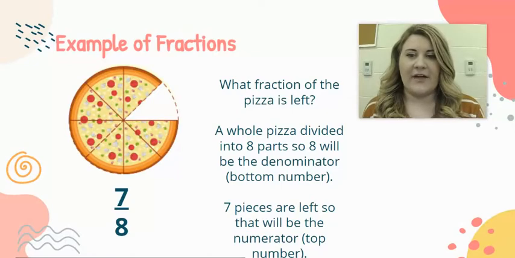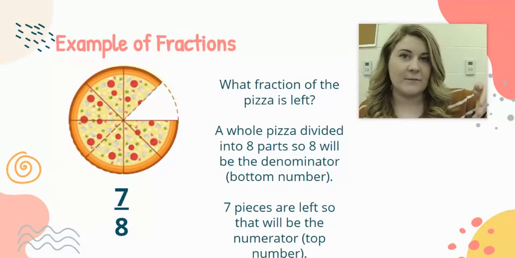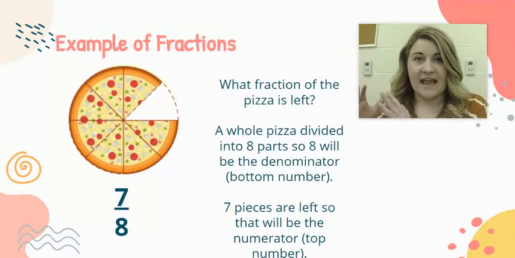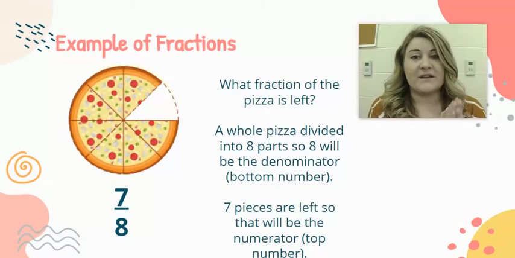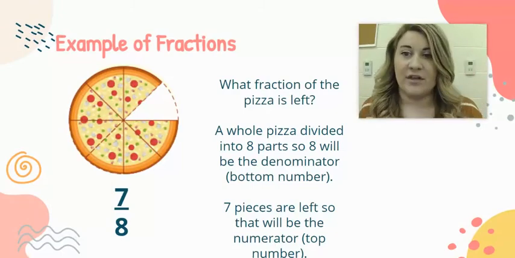So if you think about that, if some person ate 1/8 of the pizza and we have 7/8 left, if you added those top numbers, 7 plus 1, you would get 8/8, which would give us the whole pizza. So we know that those are correct fractions.